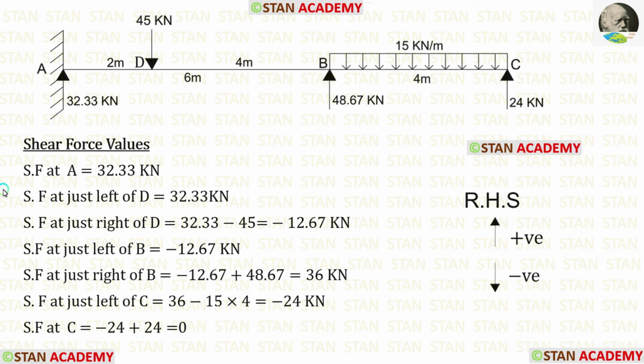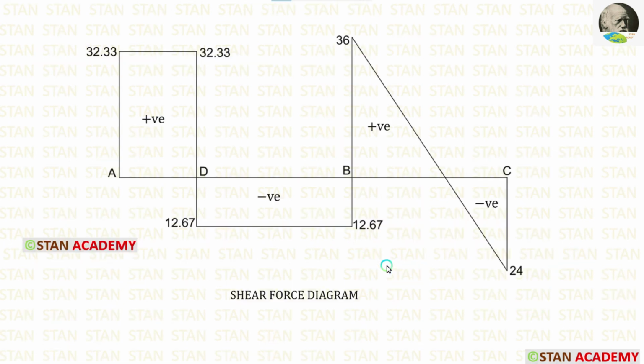Now let us make the shear force diagram. Before drawing the shear force diagram, let us calculate the shear force values. I am calculating the shear force values from the point A towards the point C. In this case, I am moving towards right hand side. Upward forces will be positive and downward forces will be negative. You can see the calculations here. Now let us make the shear force diagram. For the positive values, we have to draw the diagram above this line, and for the negative values, we have to draw below the line, and we have to mark as positive and negative.